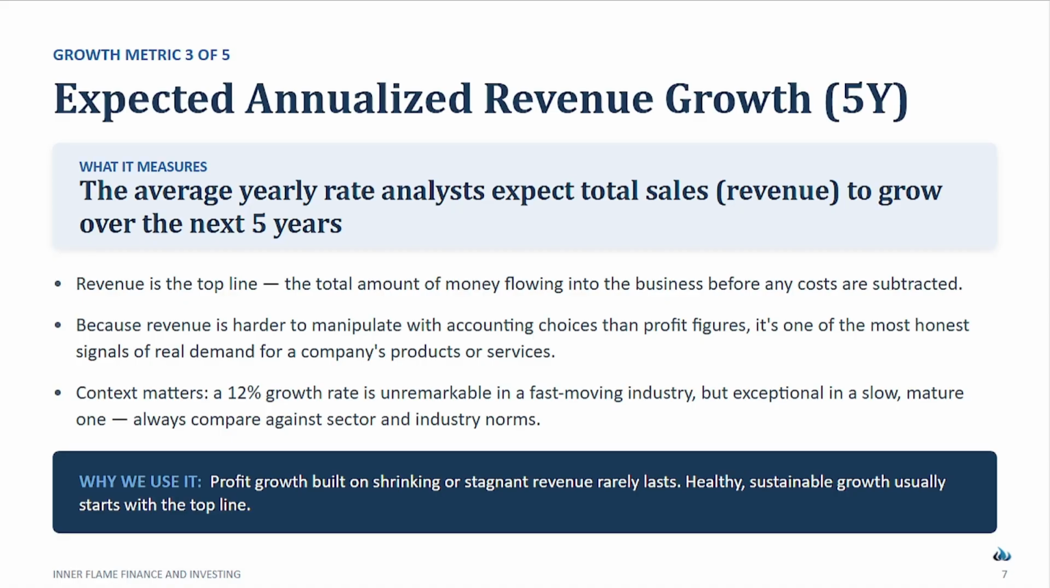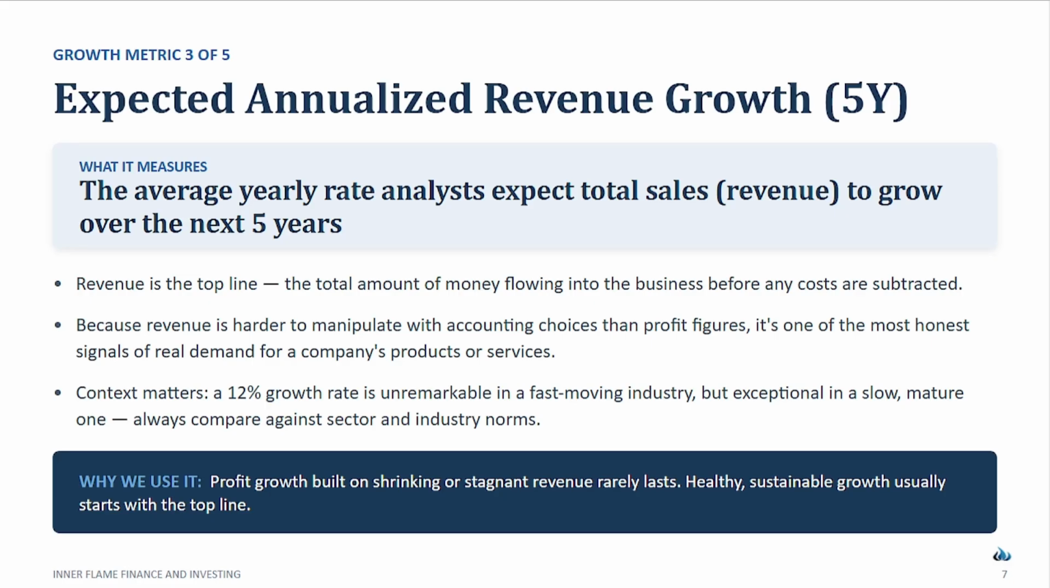But not all numbers are the same. The context matters. A 12% growth rate is not really that great in a fast-moving industry, but it's really, really good in a slow, mature one. We typically like to compare annualized revenue growth expectations to sector and industry norms. So why do we use the annualized revenue growth? Well, profit growth built on shrinking or stagnant revenue rarely lasts. Healthy, sustainable growth usually starts with the top line.